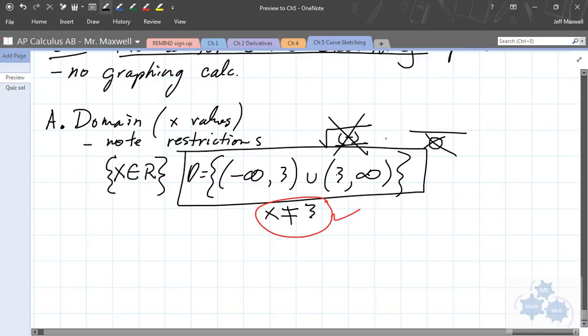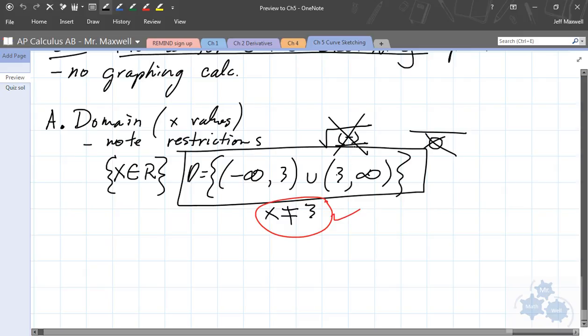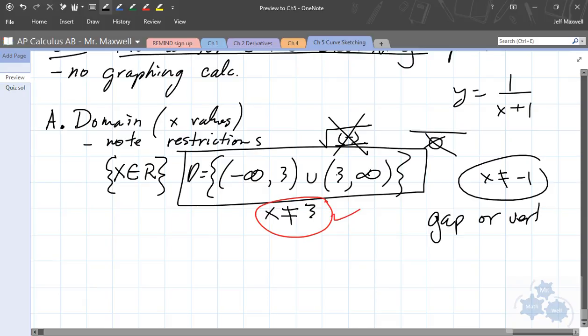Now, as far as the restriction goes, what might that indicate? If we're talking about sketching a graph, what sort of characteristic of the graph are we looking for when we're examining the domain like that? Not so much intercepts yet, no. But think about restricted values. Okay, y equals 1 over x plus 1. x cannot equal negative 1. What happens at negative 1? What happens here on this graph? It's either a gap or what? Yes, or a vertical asymptote. Now, which one happens here? You should know this. Yes, it's a vertical asymptote.